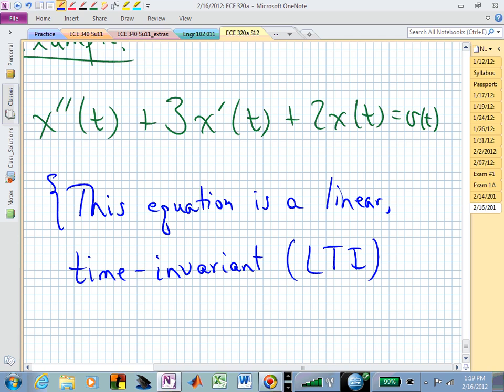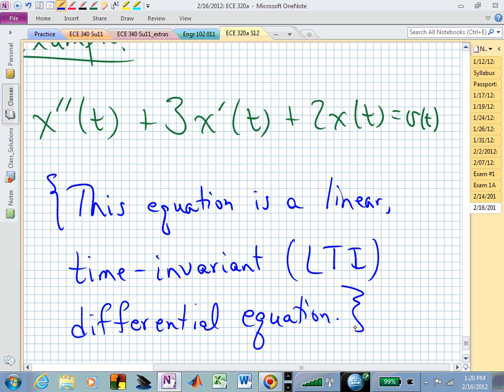And it's linear in that if you applied V1 to this, you could get a solution X1. You applied V2 to this, and you'd get a solution X2. Then if you applied alpha V1 plus beta V2 to this, you would get alpha X1 plus beta X2 as the output. This equation is a linear, time invariant differential equation.